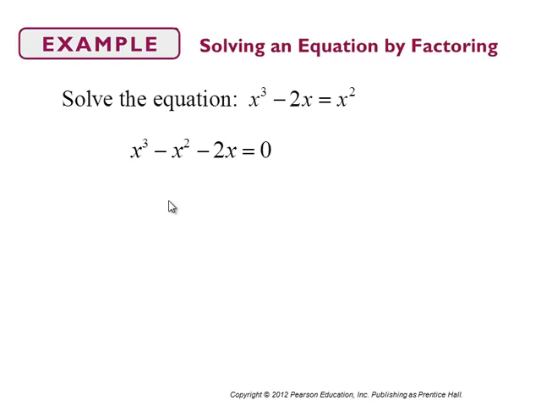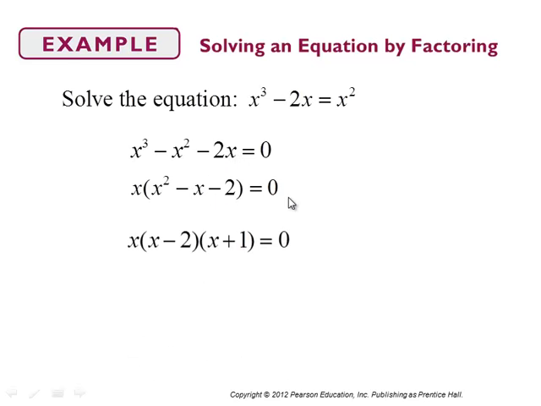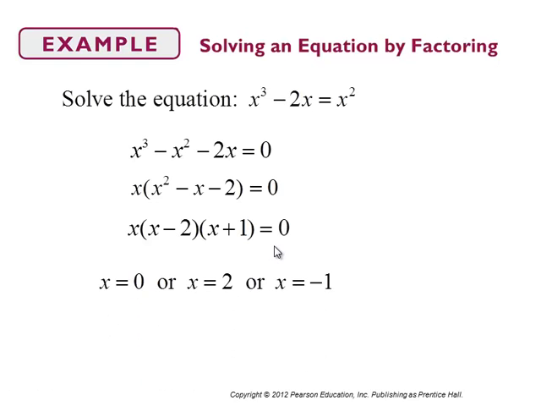We're lucky in that this third degree polynomial that you see right here has a factor of x that we can factor right out, and then we have x squared minus x minus 2, which factors as x minus 2 times x plus 1. So you have x times x minus 2 times x plus 1 equals 0. Set those three factors equal to 0 and solve for x, and you get these three solutions right here.